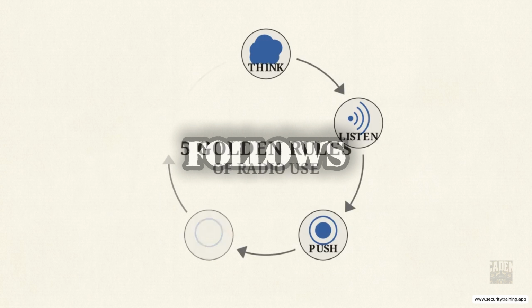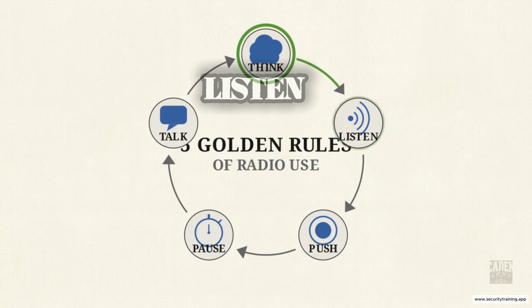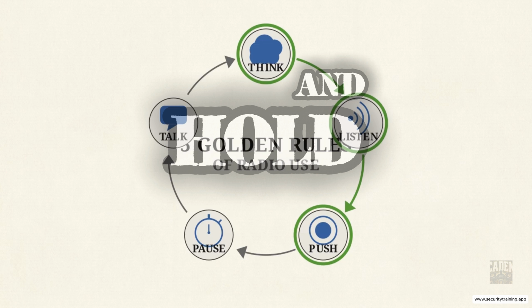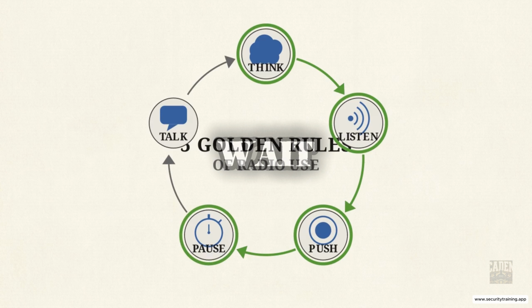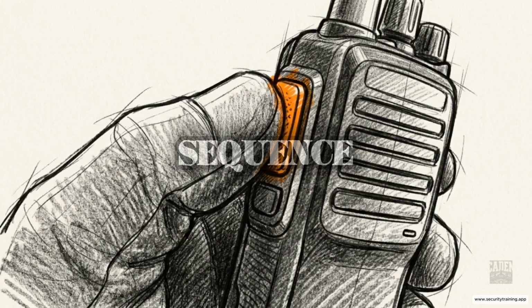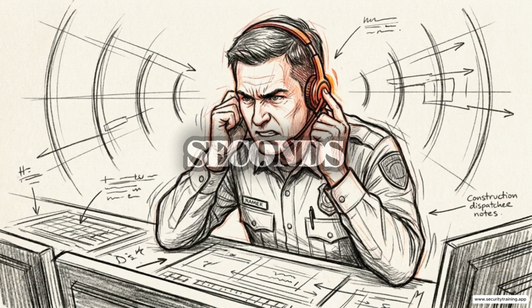Every transmission follows a strict sequence of 5 steps. First, think and plan your message. Next, listen to ensure clear airwaves. Step 3, push and hold the button, then pause. Wait for the confirmation beep. Finally, talk clearly and calmly. Following this exact sequence prevents the beginning of your message from being cut off and stops you from having to repeat calls that waste crucial seconds.